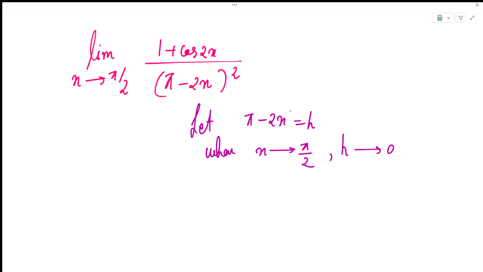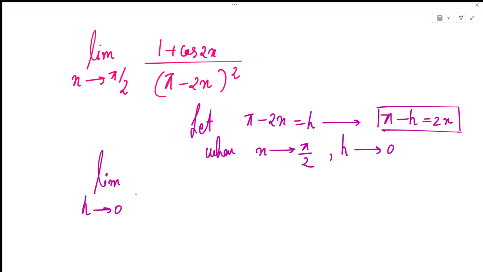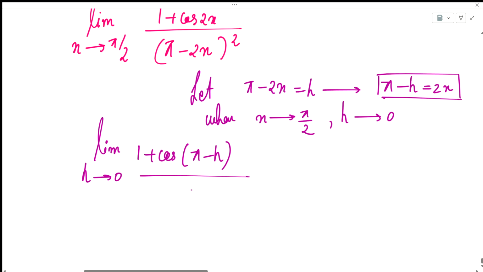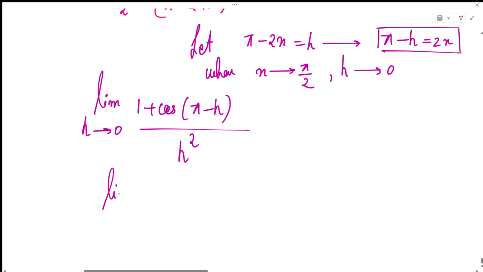Also I can write from here pi minus h is equal to 2x. Okay, so I'm gonna put that back in. So this will be limit h tends to 0, 1 plus cos of 2x becomes pi minus h. Now pi minus 2x is simply h, so this is h square. So this will be limit h tends to 0, 1 plus cos of pi minus h is 1 minus cos h, and on the bottom I have h square.